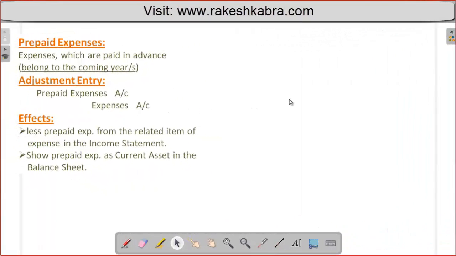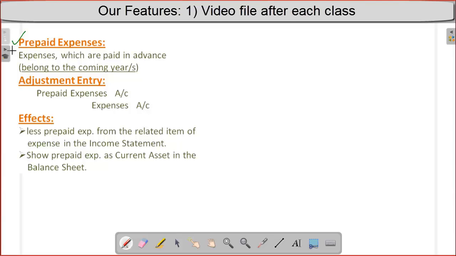Prepaid expenses. This is our new adjustment. Prepaid expenses means paid in advance. Even though we are not liable to pay, we paid the amount in advance. Sometimes it happens that we pay money in advance, isn't it? So that is called prepaid expense. See the meaning. Meaning is what?